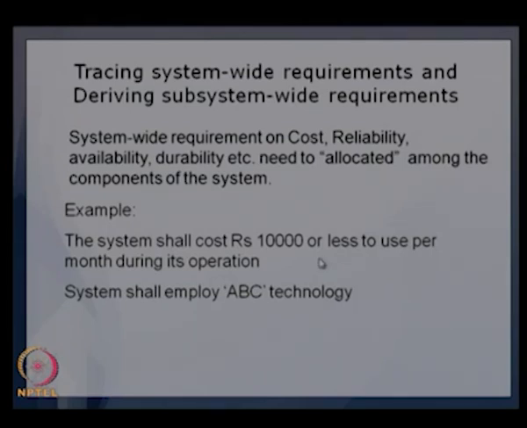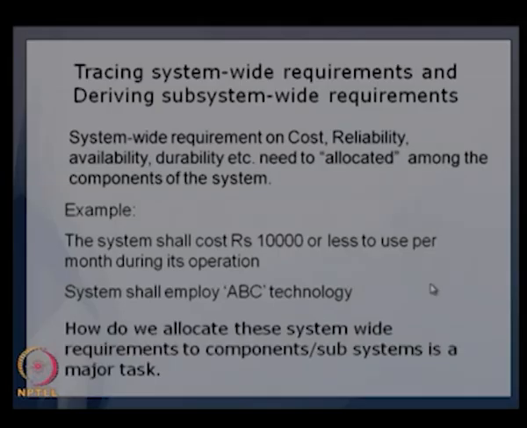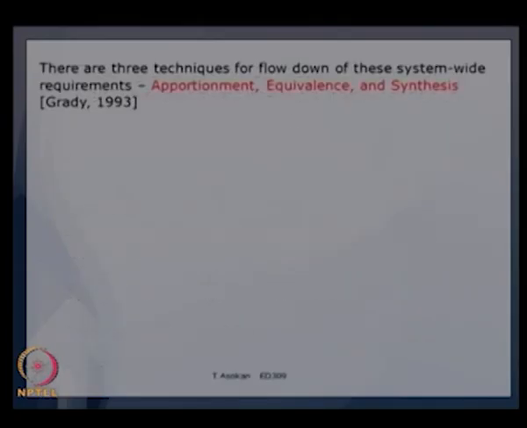Similarly, the system shall use a particular technology. So, if there is a particular technology, then how do we identify the components which require the same technology to be used, or a technology which is compatible to the suggested technology. That way we need to allocate these system wide requirements. There are different ways of doing this. So, the question here is how do we allocate these system wide requirements to components or subsystems. That is one of the important tasks in allocation architecture. We need to allocate these system wide requirements to corresponding components. So, how do we do this?